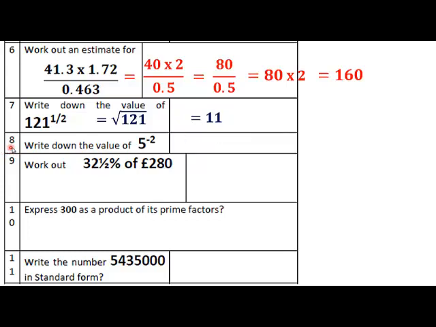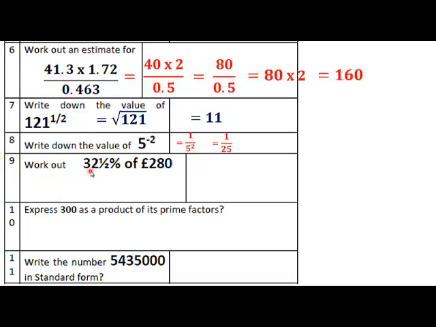Okay. Question 8. Anything to the power of a negative number, you either flip it or you put it over 1. So 1 over 5 squared. I need to square 5, which is 25, so that's going to become 1 over 25. Make sure you're comfortable with that, and you can do it.